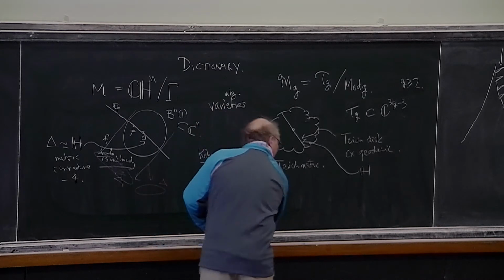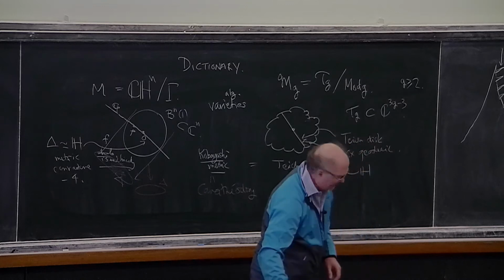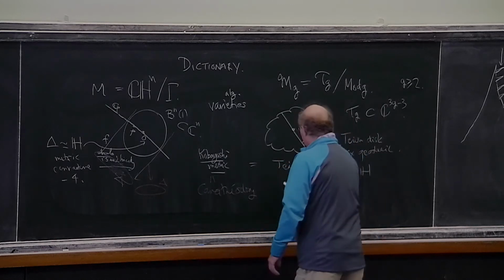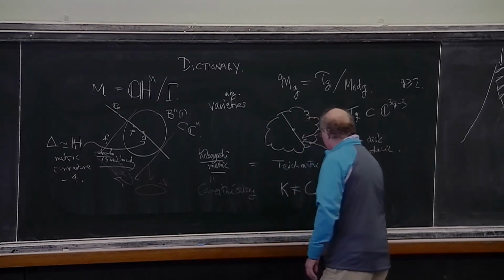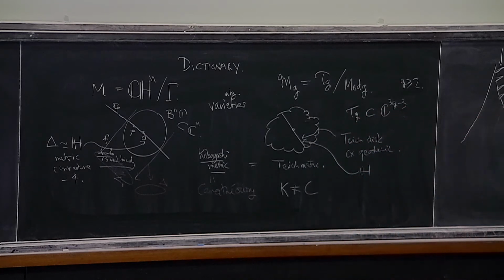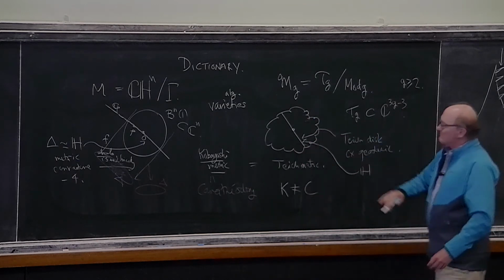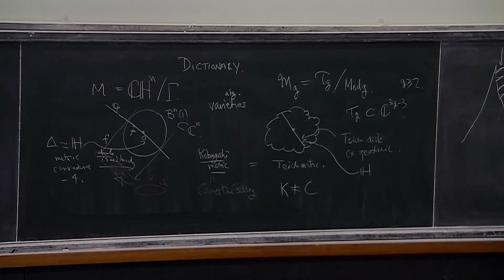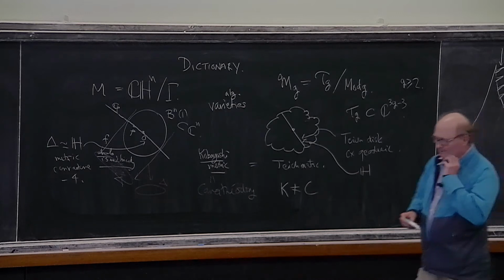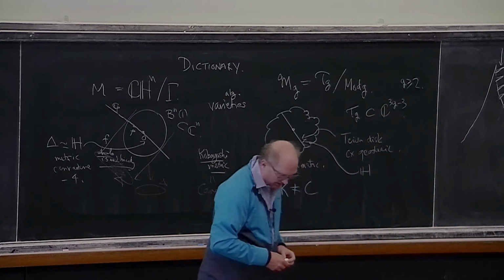Whereas on this side, fairly recently, Vlad Markovic proved the long-standing conjecture that the Kobayashi metric is not equal to the Carathéodory metric for Teichmüller space. So there is some failure of this dictionary to really work in all detail.